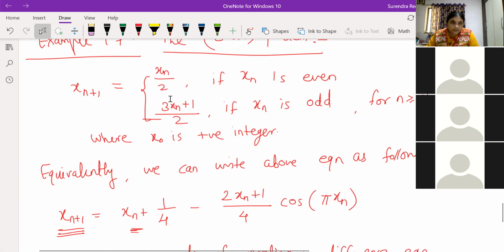X(n+1) is equal to Xn by 2 if Xn is even. Why is it like that? Can you simplify this? If my Xn is even, what will this equation become? What does this term become?